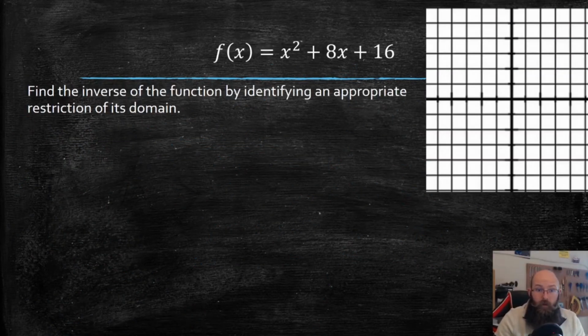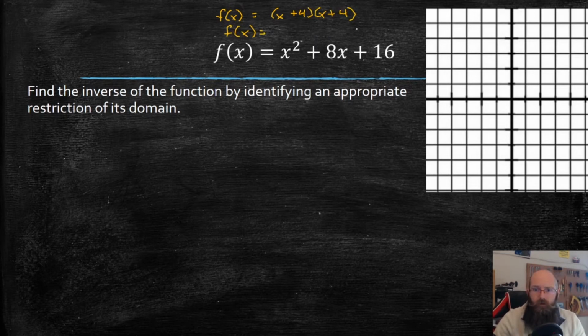All right, so on this one, we need to find the inverse of the function by identifying an appropriate restriction of its domain. So let's start off by graphing the original chunk here. Well, that's a quadratic. I know that much, but I need to try and figure out what it looks like. So f of x, let's see if we can factor this. I think it will. X plus 4 and x plus 4. That's going to be good because that simplifies even further.